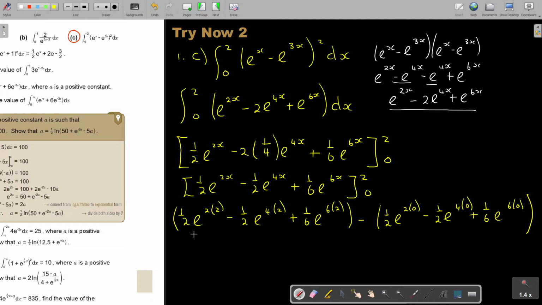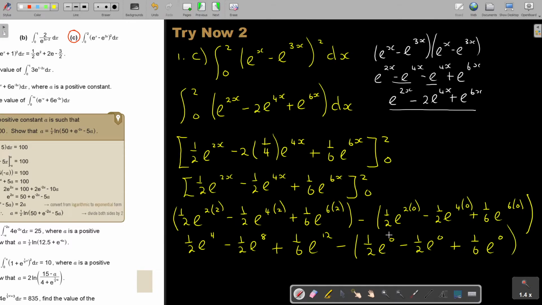Okay. Now, if I simplify this, this is going to be a half e to the power of 4 minus a half e to the power of 8, plus 1 over 6 e to the power of 12. And this, if I simplify this, it's going to be minus, so this is going to be a half e to the power of 0 minus a half e to the power of 0 plus 1 over 6 e to the power of 0.